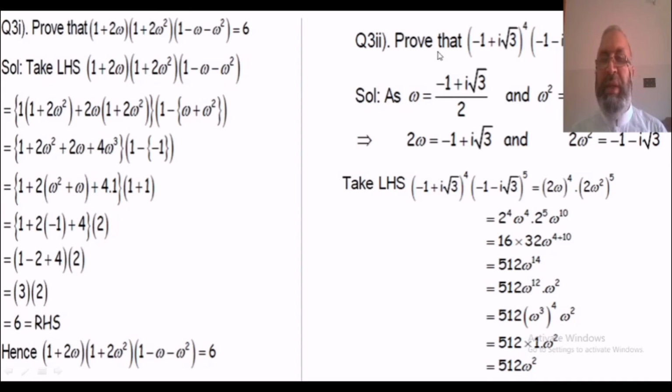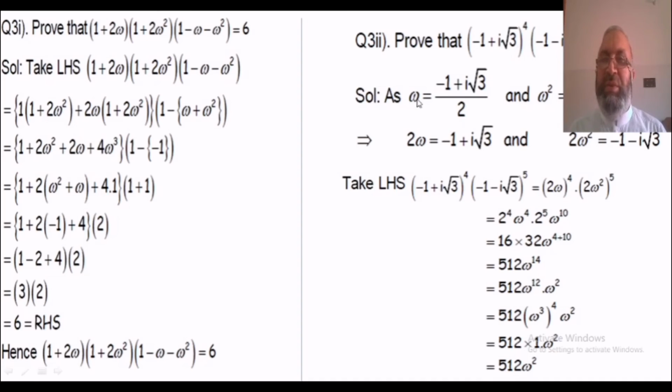Come to part 2. Again simplification of cube root. Part 2 is (−1 + i√3)⁴ into (−1 − i√3)⁵. Here one term is missing. It is given that (−1 + i√3)/2 is equal to ω. So we change this as ω value is (−1 + i√3)/2. So how can we change this term into the value of this one? We get the value of this term, −1 + i√3.